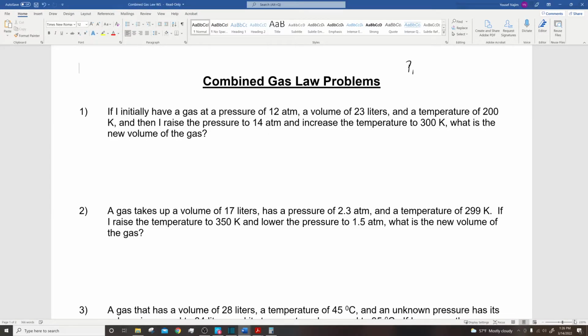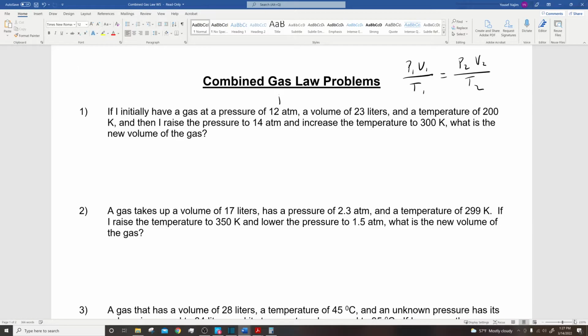So P1 times V1 over T1 is equal to P2 times V2 over T2. Let's go ahead and work this first one out. If I initially have a gas at a pressure of 12 atm, a volume of 23, and a temperature of 200. This one's pretty simple. It told us all of our initials.